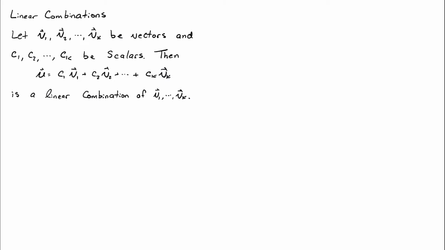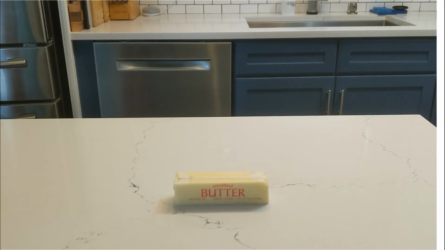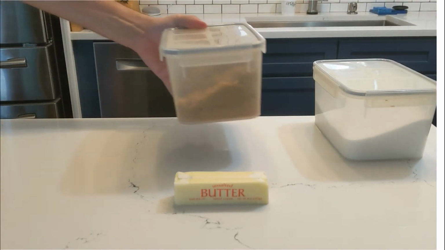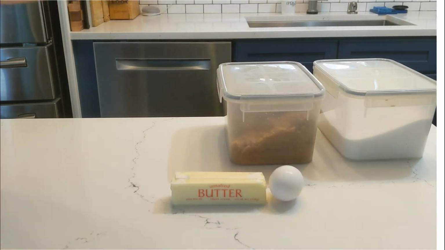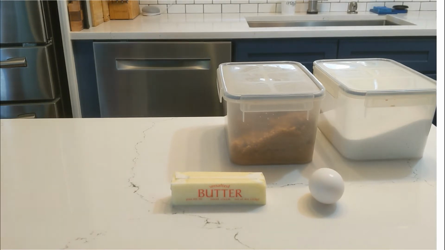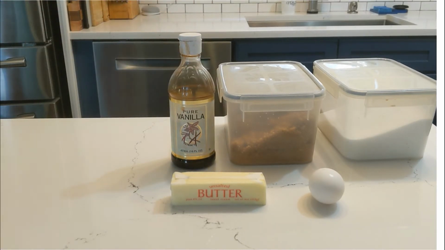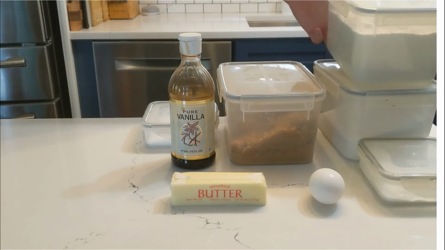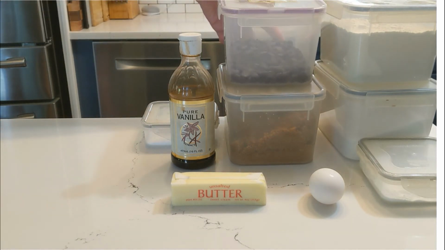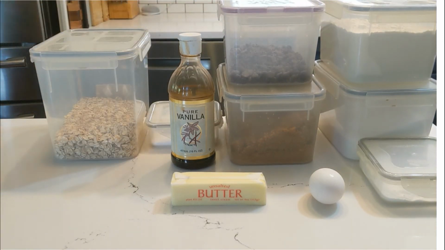Think about cookies. Cookies are a combination of butter, white sugar, brown sugar, eggs, vanilla, baking soda, salt, flour, chocolate chips, and oatmeal. Different ratios of each give different cookies. Think of each ingredient as a vector, and the coefficients are the amount that will be used.